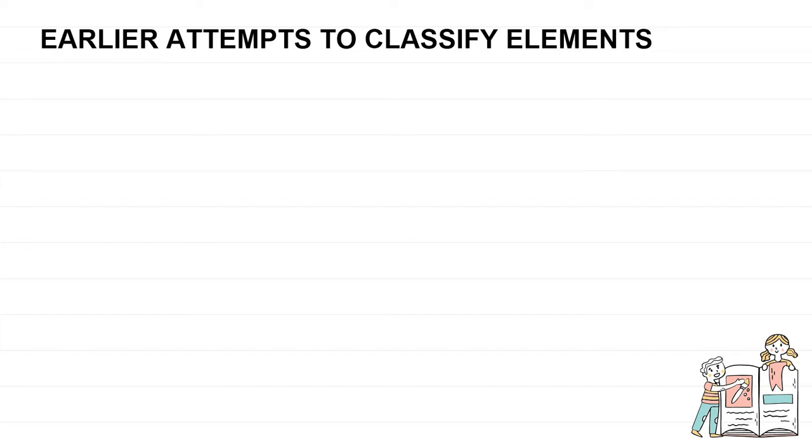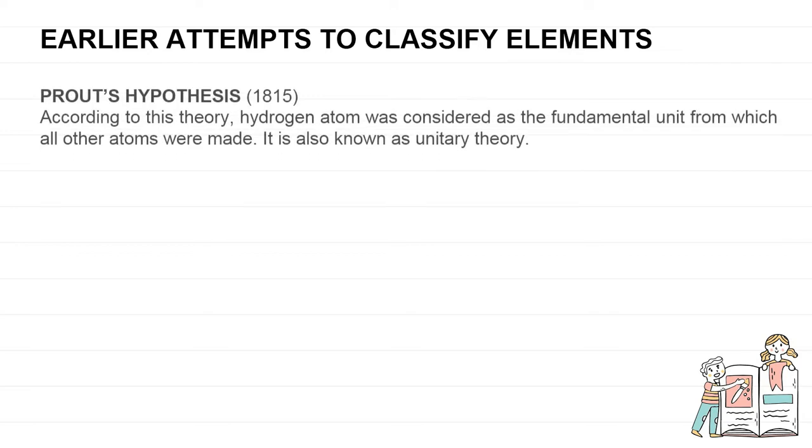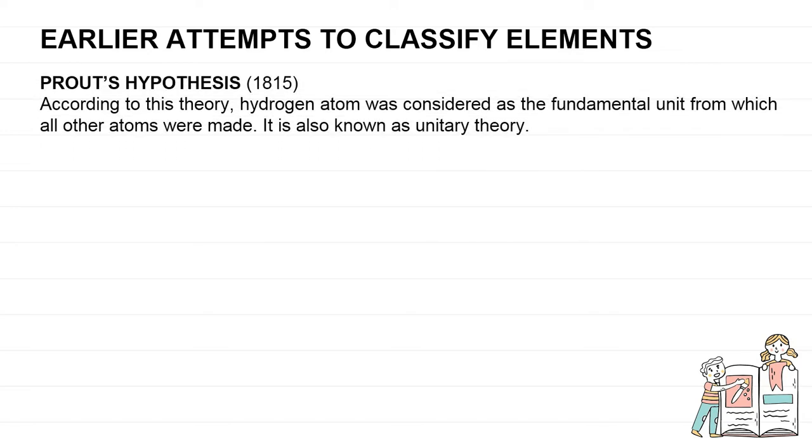Now we'll study the early attempts to classify elements. Before we study the modern periodic law, we should know how earlier scientists classified the elements on the basis of their properties. First is Prout's hypothesis. It was given in 1815. According to this theory, the hydrogen atom was considered the fundamental unit from which all other atoms were made. It is also known as the unitary theory, because Prout considered only the hydrogen atom to form all other atoms. So that's Prout's hypothesis.